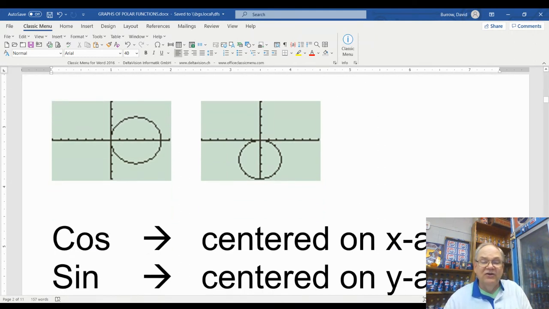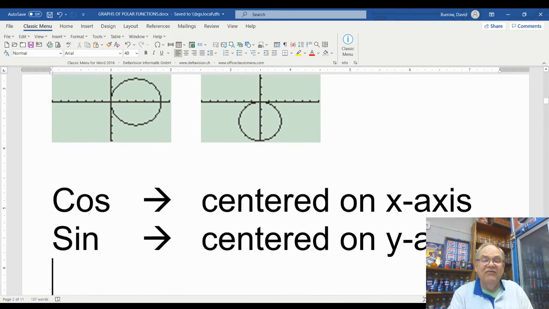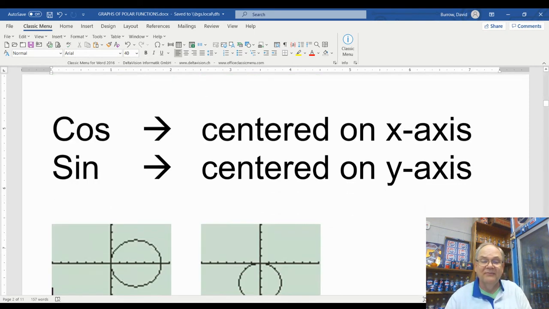One thing you should notice is that if you have a cosine problem, it's always centered around the x-axis, and if you have a sine problem, it'll be centered on the y-axis. If you think about everything you've done before in trig, cosine always had to do with x, sine always has to do with y, and that's still true here. So again, cosine goes around the x-axis, sine goes around the y-axis.